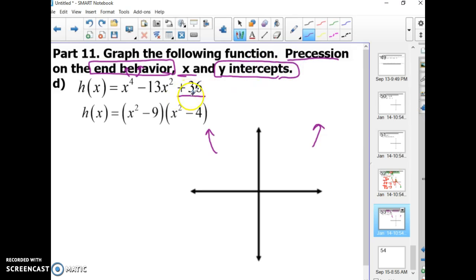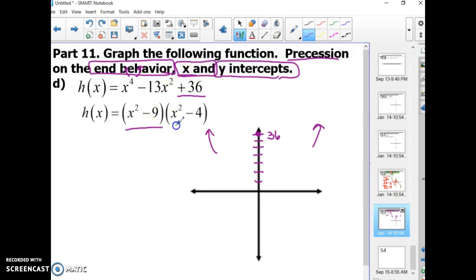Now I want to talk about my y-intercept. I have a value here at the end. We know from our study of polynomials that the intercept is positive 36. So I'm just going to go 5, 10, 15, 20, 25, 30, 35, 36, and write the word 36 by it. So I know it has to go through that. Now I need to get my zeros and my x-intercepts.